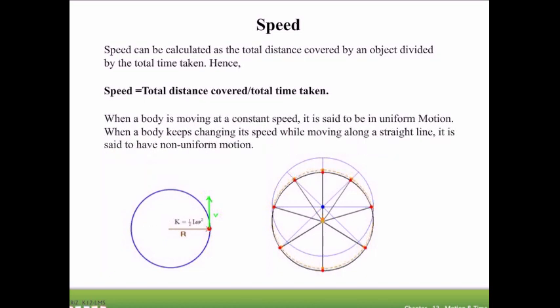When a body is moving at a constant speed, it is said to be in uniform motion. When a body keeps changing its speed while moving along a straight line, it is said to have non-uniform motion.